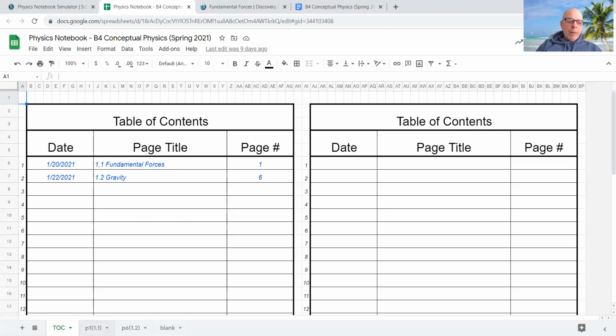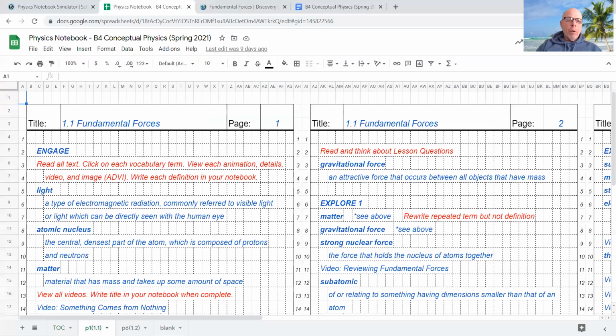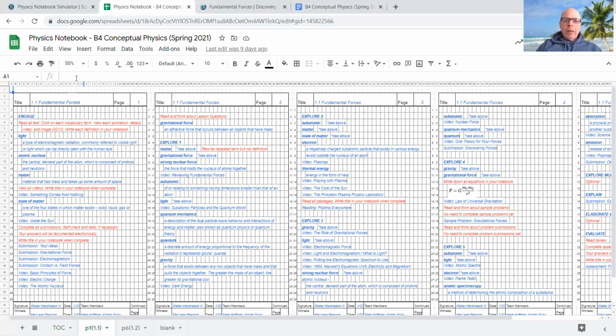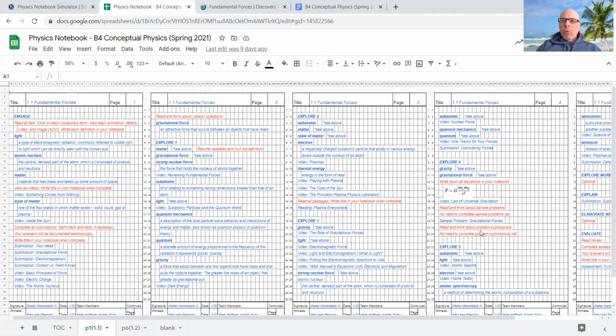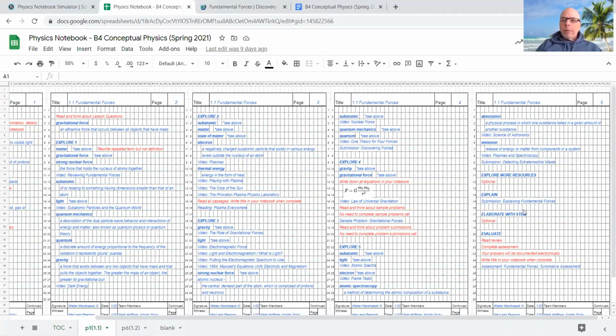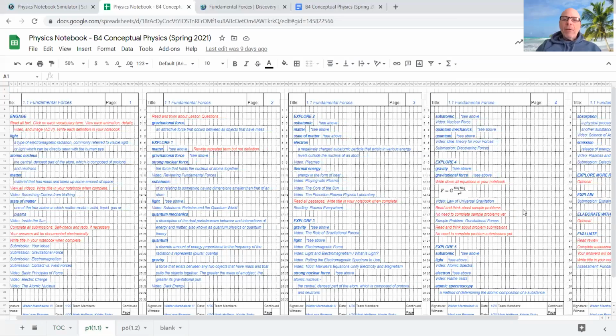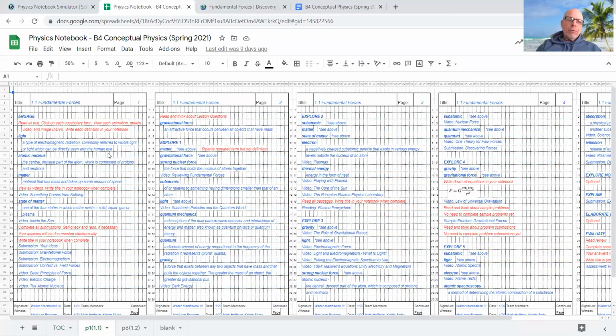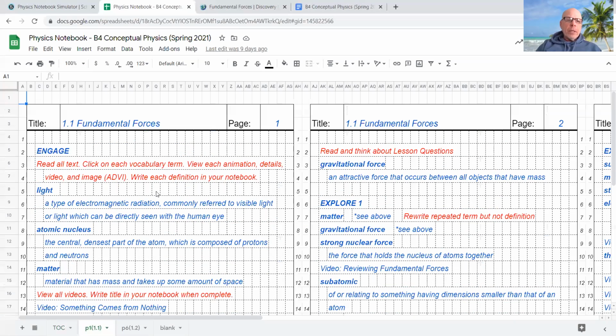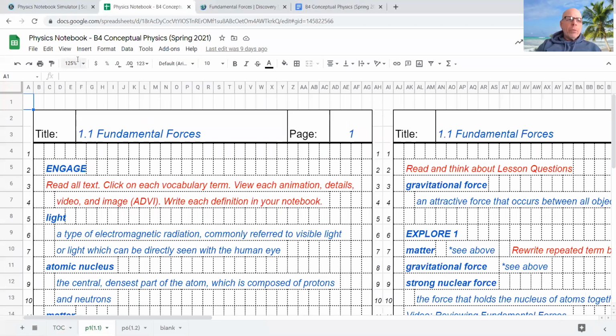So I go to this first tab that says page 1, 1.1. Here is the full assignment that I have completed on 5 notebook pages. If you can follow along with what I'm showing you, I'm going to zoom in a little bit so you can see a close-up of at least these 2 pages. Actually, I don't like that. I'm going back to where I was.